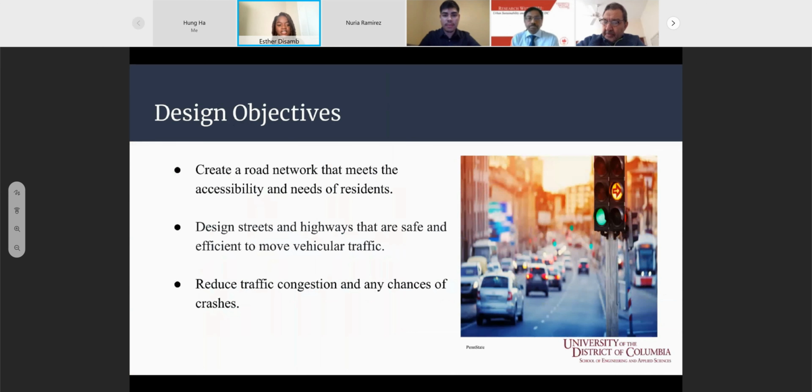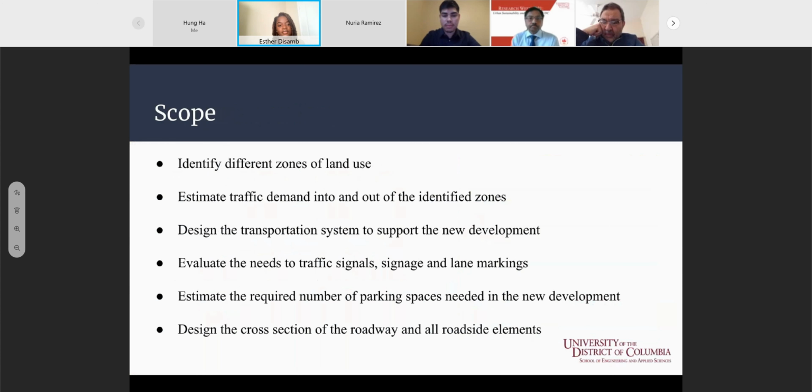For our design objectives, we have to design streets and highways that are safe and efficient for the residents in our development. We also had to create a road network that will meet the accessibility needs of our residents. For the scope of transportation engineering, we had to identify the different zones in our land, calculate the parking spaces required for our development, and design the cross section for our roads.